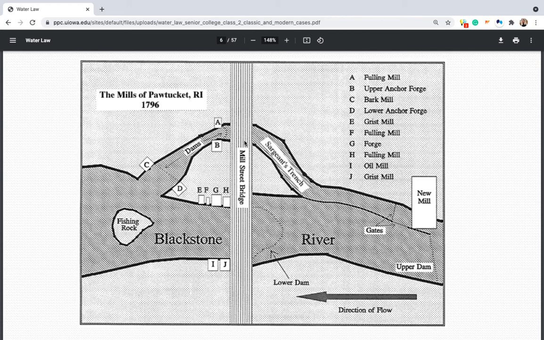Now it's important to note that up until this point, U.S. water law held that any landowner on the bank of a river had the right to use the water flowing through it, essentially as they saw fit. But Joseph Story upended this idea.